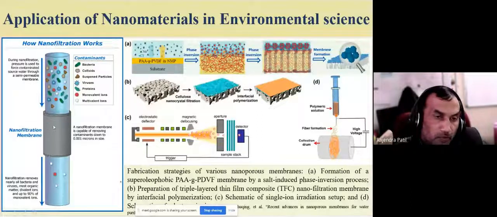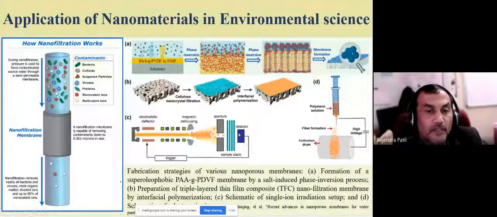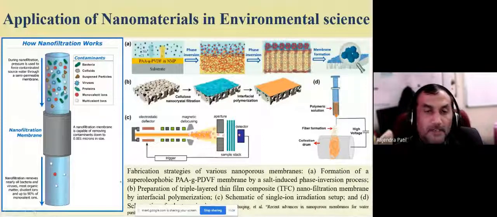So using a nano membrane which has a pore size of 0.001 micron, bacteria, colloidal suspensions, viruses, even the proteins can be filtered out, and only the mono or divalent ions can be made to pass through. And in this way, the industrial effluent or the wastewater is being remediated.